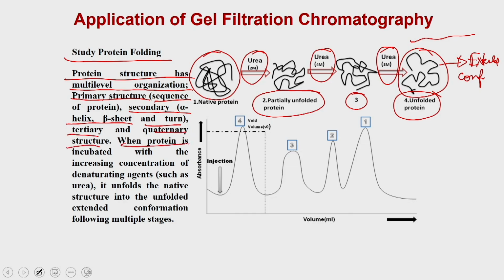When the protein is incubated with increasing concentrations of denaturing agents such as urea or GdmCl, it unfolds the native structure into the unfolded extended conformation, following different types of steps. Sometimes the proteins unfold completely, sometimes they unfold domain-wise. So, that is why there is no universal law that protein unfolding follows a particular pattern.